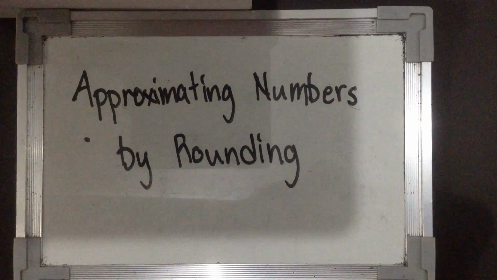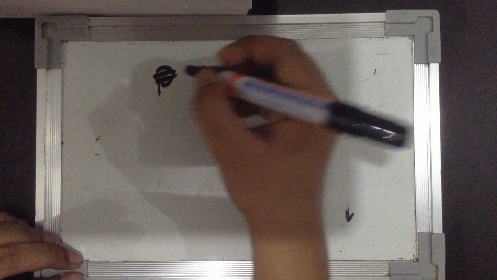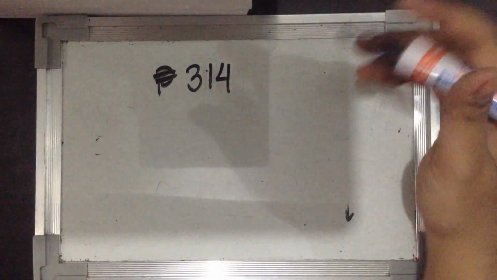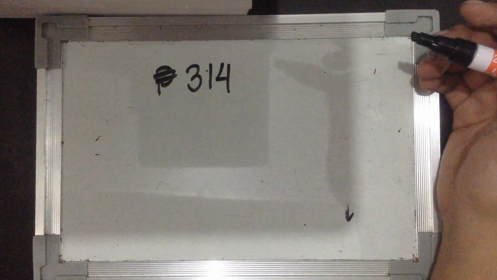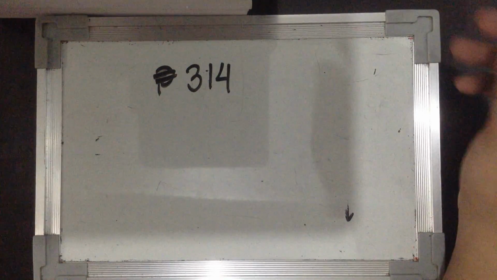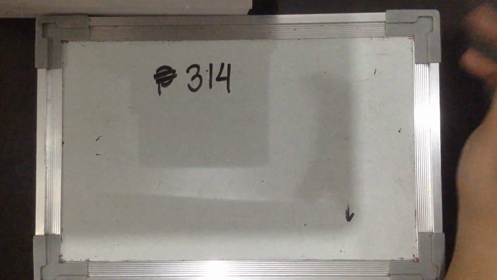So, first thing we're gonna talk about, something simple. Approximating numbers by rounding. And it's something that's simple, but it's a concept you can actually use in real life. So, let's say someone asks me, "Oh, how much money do you have?" Well, let's say the true number is something like 314 pesos, right? 314 just sounds like too much to say. So what you want to do is you want to round it to an estimate number. Because sometimes you're just not really sure how much money you have, or you don't want to actually say the number because it's too long to say.